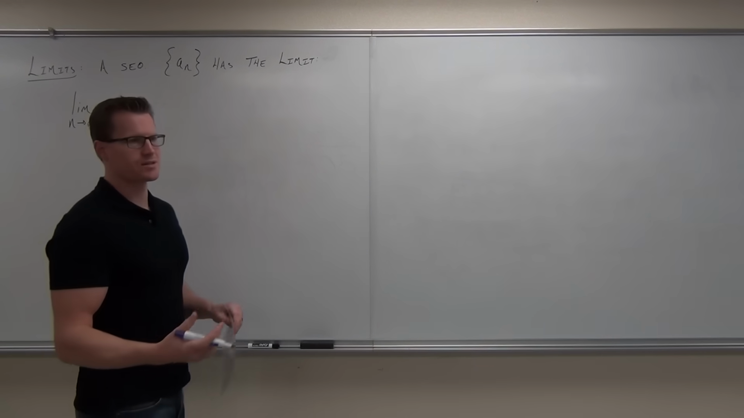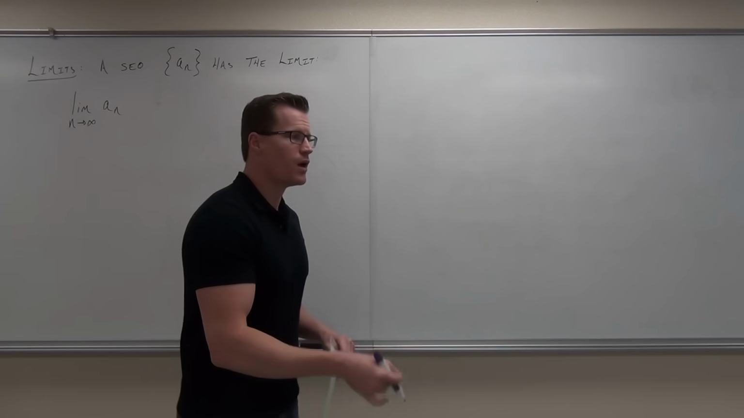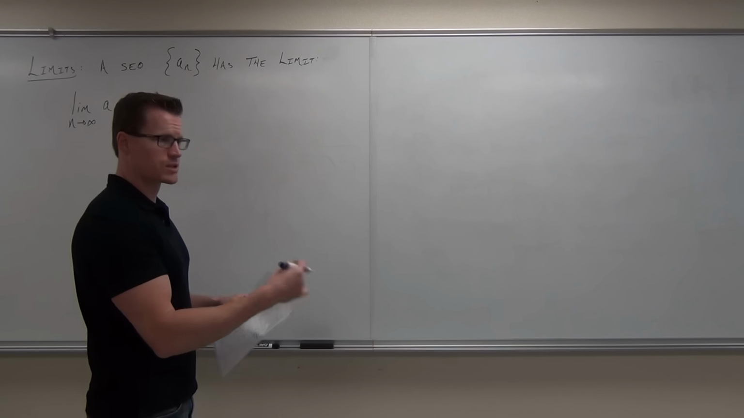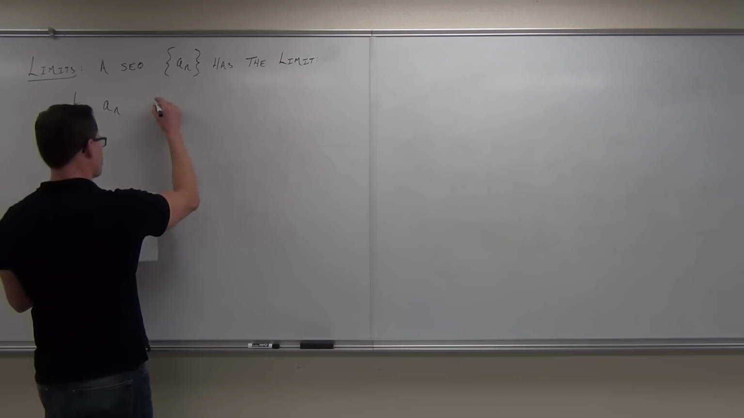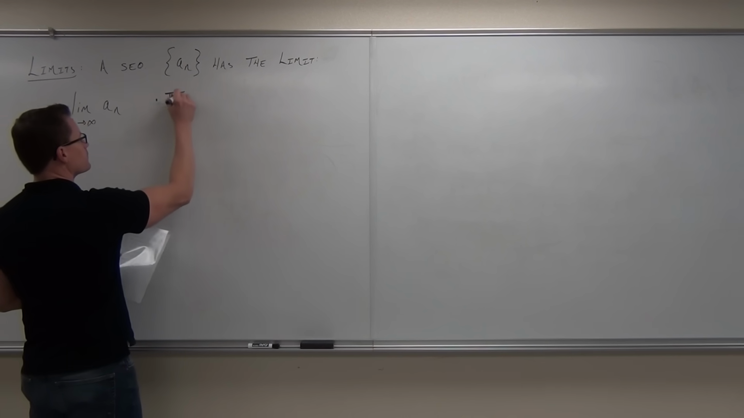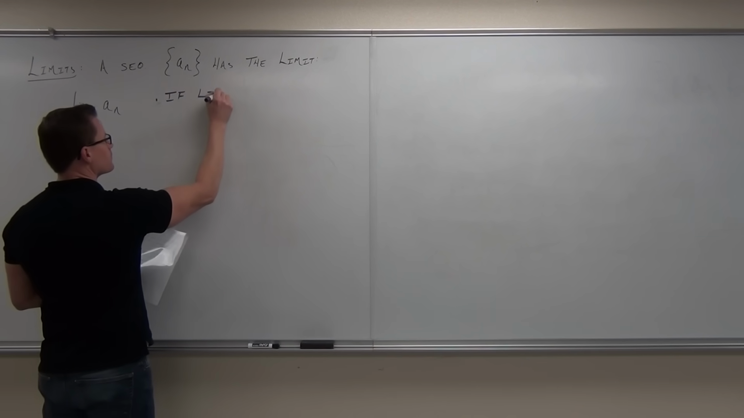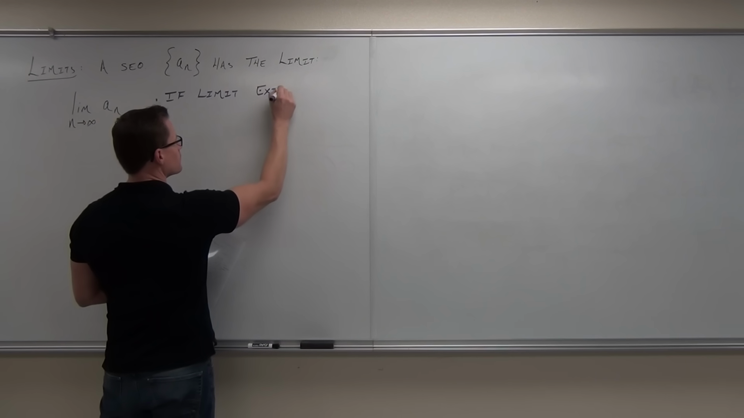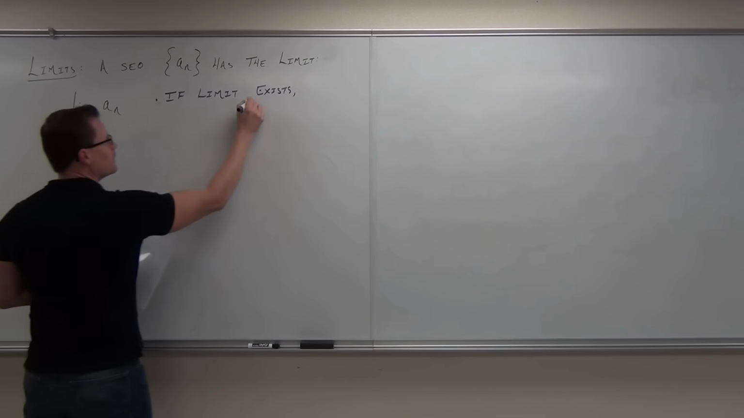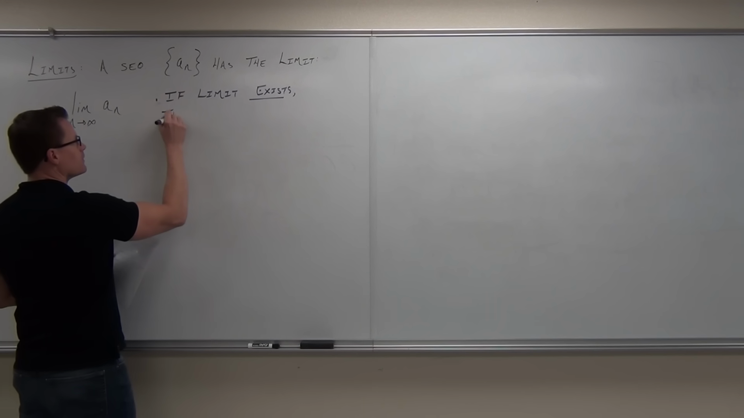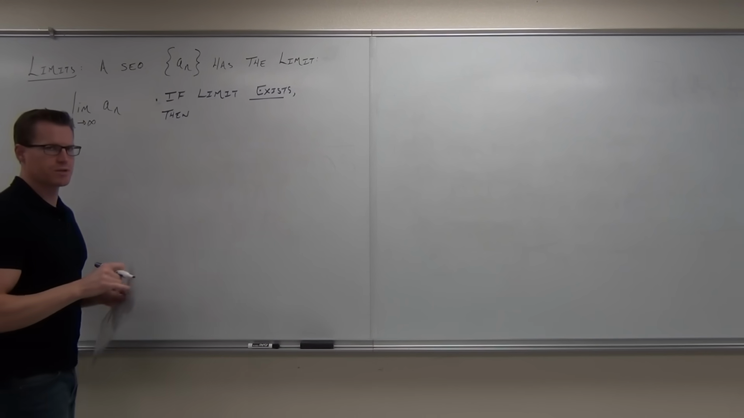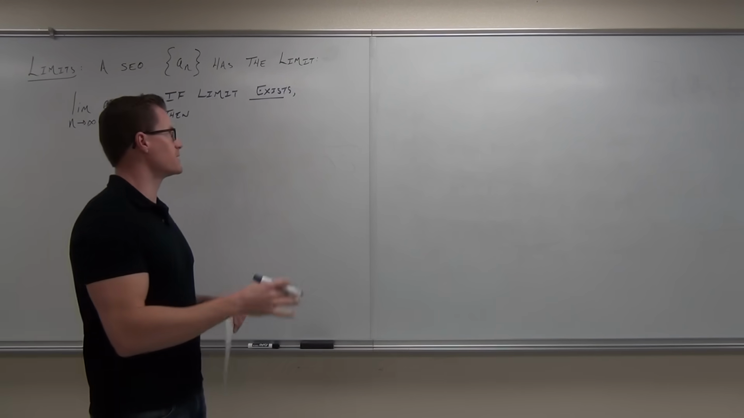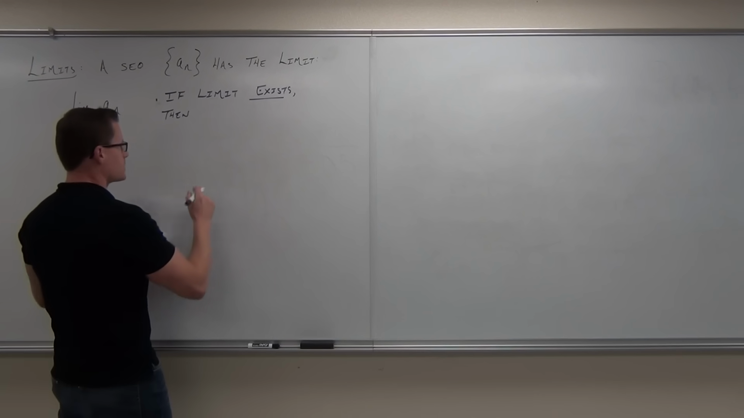If the limit exists, so it equals an actual number, then we say the sequence is convergent. So if the limit of our sequence as n approaches infinity exists, then the sequence is convergent.